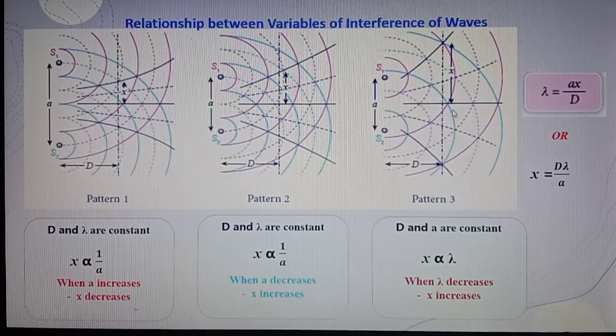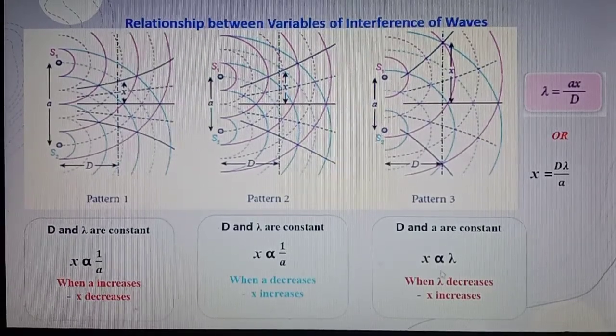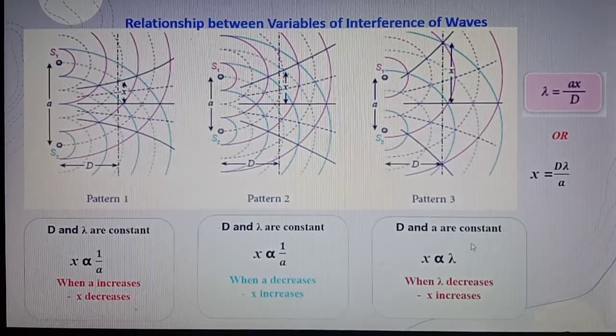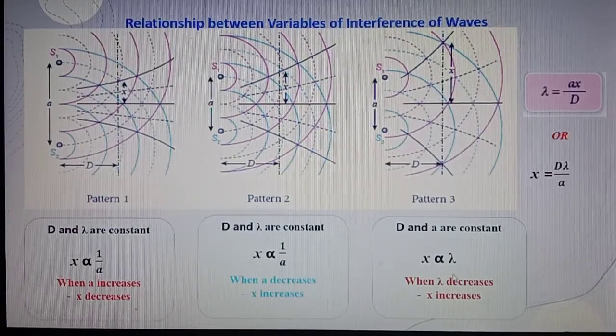So you can see the distance between two wavefront for crest increases. Okay, so when lambda increases, x also increases. So you can see here, for same a and d, the value of x increases when lambda increases.